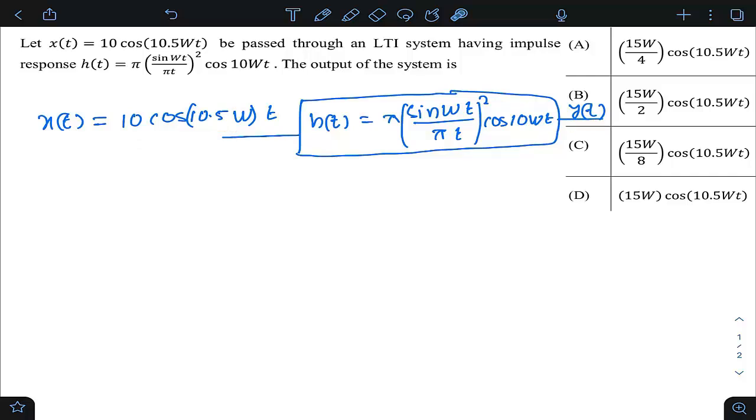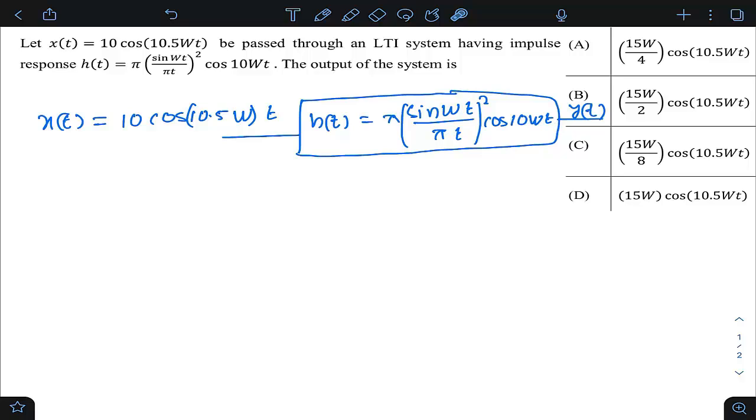That's why, if you see in all the options, because the input frequency is 10.5 omega, if you compare this with cos omega naught t, that omega naught is 10.5 W. So you see in every option you have 10.5 W, because the frequency of input and output never changes with respect to an LTI system if the input is a sinusoid. So that's why the frequency is the same. The only deciding factor in the options is the amplitude. Amplitudes are the only thing varying in all the options, so you have to be careful regarding the calculations.